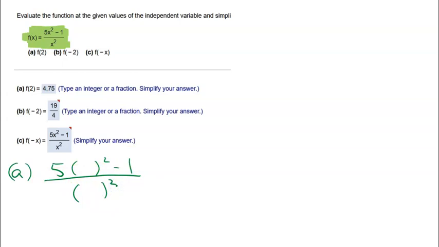Now, I'm evaluating f of 2. So that means I plug a 2 into all the parentheses. Now this is numerical, so I'm just going to simplify as much as I can. Now, we know that when we do order of operations, we do exponents first. So 2 squared is 4. So that gives me 5 times 4 minus 1 divided by 2 squared is 4.